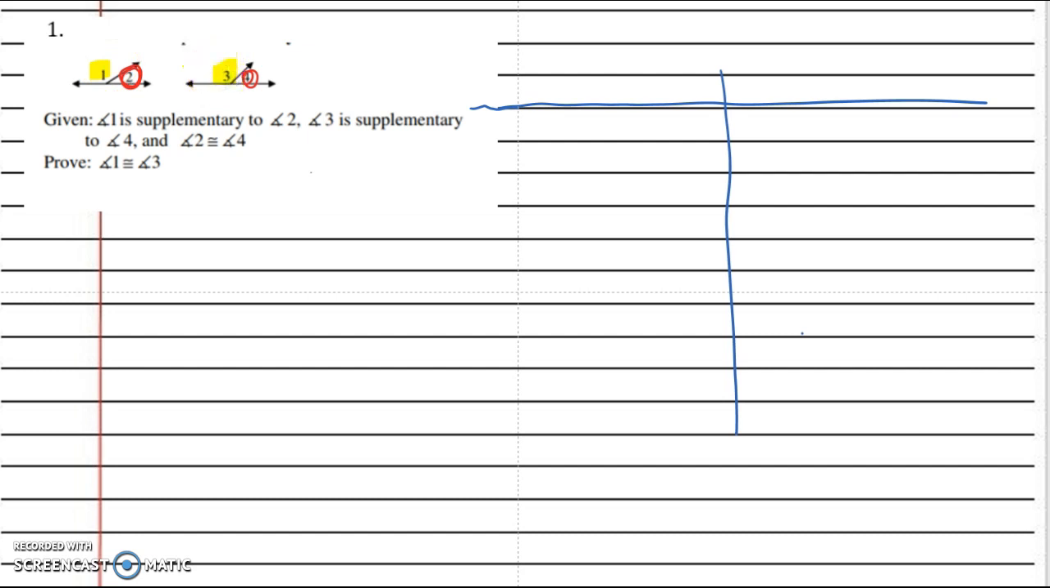And we want to say that 1 and 3 are equal. And it kind of makes sense that 1 and 3 have to be, because 1 and 3 have to add up to 2 and 4, and they are the same, so 1 and 3 have to be the same. But we have to prove that. So let's start off with our givens.